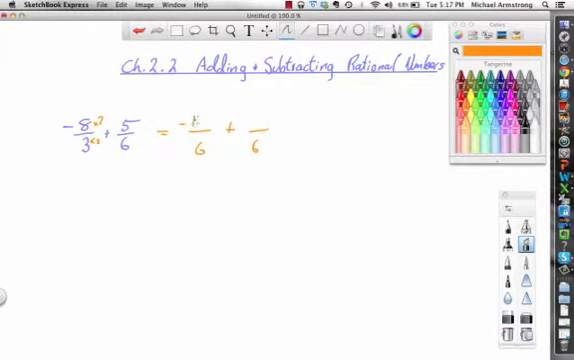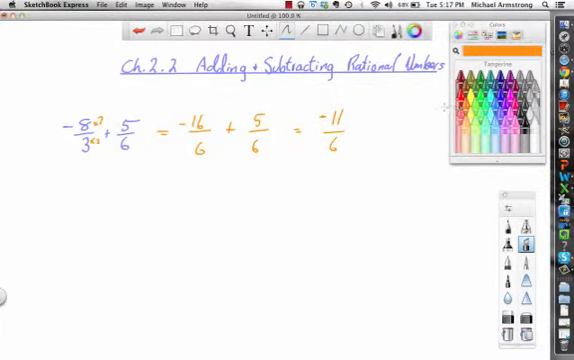And I get a negative 16 sixths plus 5 sixths. And then I just have to think to myself, what is a negative 16 and a positive 5? Well, when you have a negative and a positive, you just subtract, and 16 take away 5 is 11. And then since negative 16 is more negative than 5, you keep your negative number, and it becomes negative 11 sixths. And I'm pretty sure that gets you there.